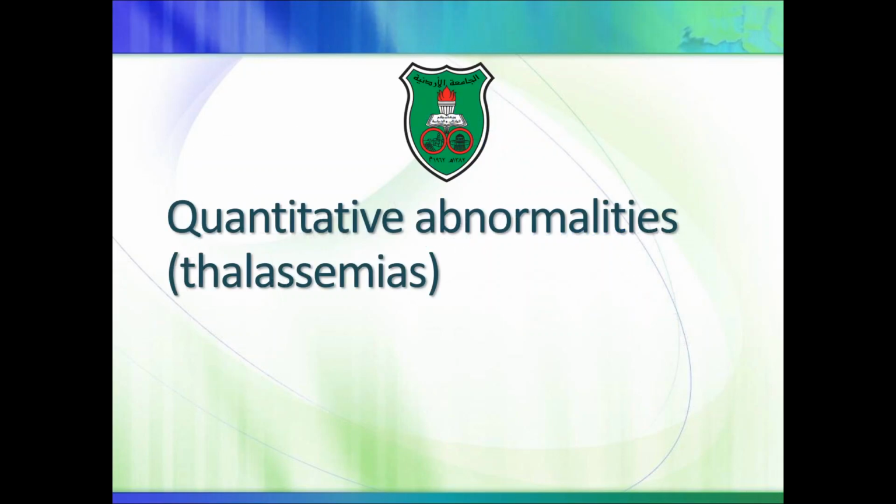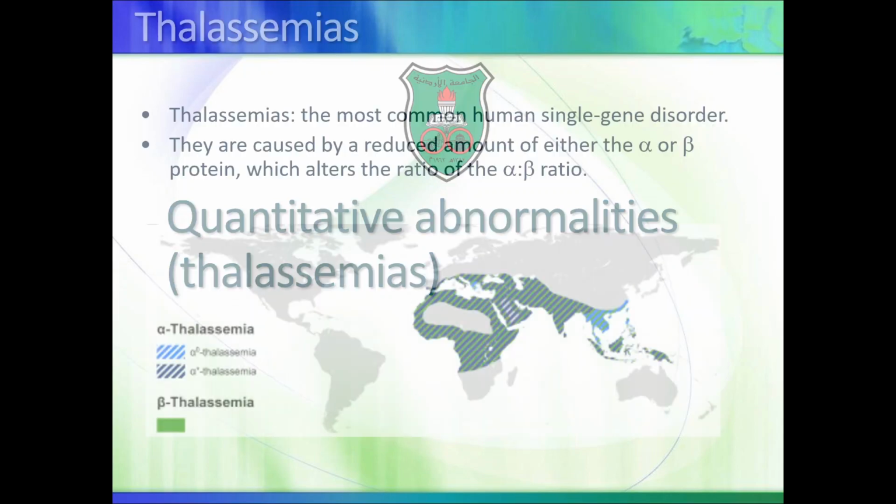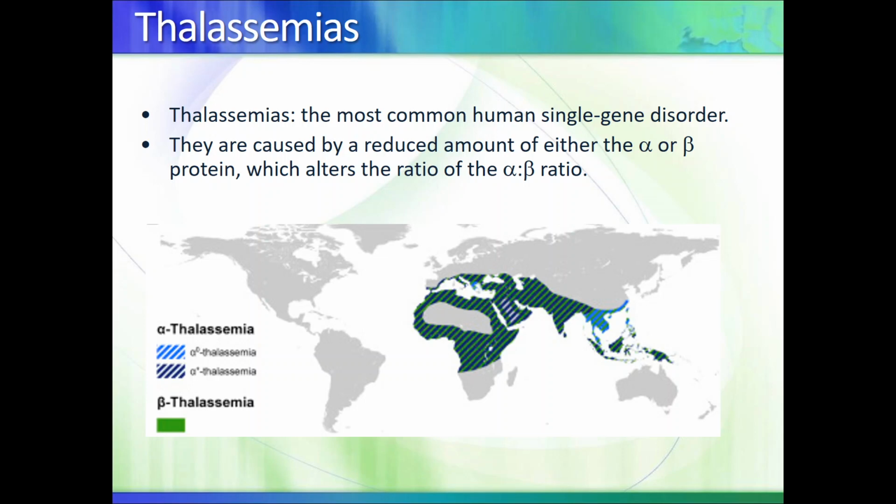All right. So now let's talk about quantitative abnormalities, or as they're known, thalassemias. Thalassemias are actually the most common human single gene disorder. They are caused by a disturbance in the ratio of alpha and beta chains. Look at the global distribution of thalassemias. You can notice how it's really concentrated in the Middle East as well as Africa. So it is a problem in Jordan as well.